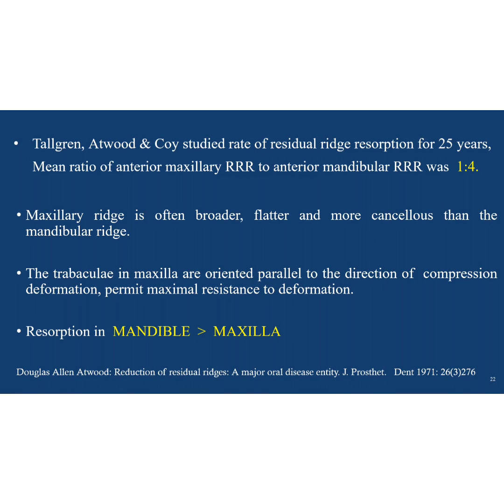Tallgren, Atwood and Coy studied the rate of residual ridge resorption for 25 years, and they came to the conclusion that the mean ratio of anterior maxillary residual ridge resorption to mandibular was 1:4. The maxillary ridge is often broader, flatter and more cancellous than the mandibular ridge. The trabeculae in the maxilla are oriented parallel to the direction of compression deformation, permitting maximum resistance to deformation. Therefore, the resorption in the mandible is always greater than in the maxilla.